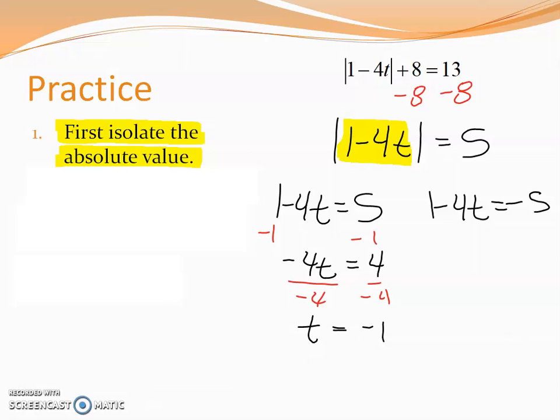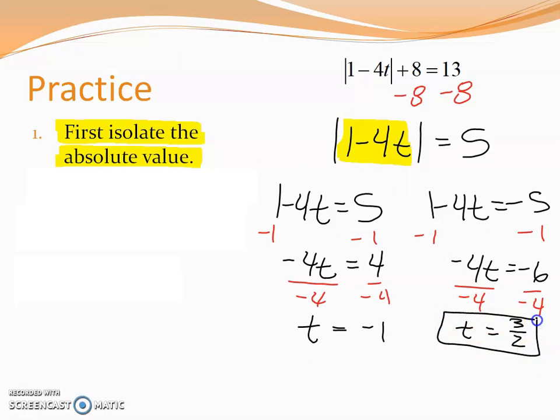And then over here, same steps. I'm going to subtract 1. Okay, once I subtract 1, I've got a negative 4t equals a negative 6. Then I'm going to divide both sides by negative 4. And when I do that, I end up with t equals, two negatives make it positive, and 6/4 reduces to 3/2. So there are my two answers for solving equations.